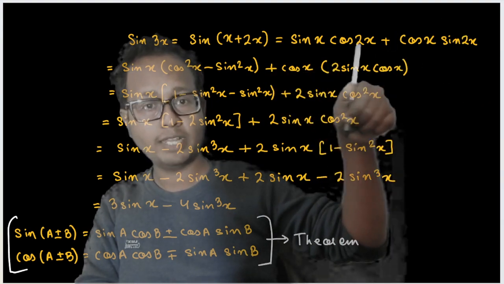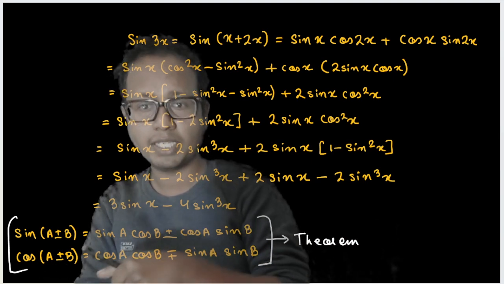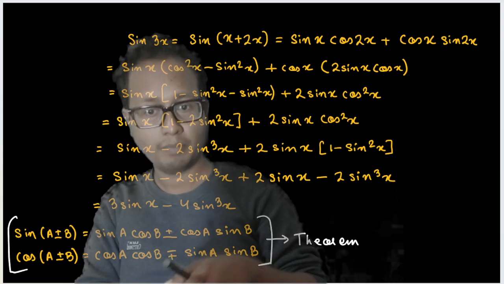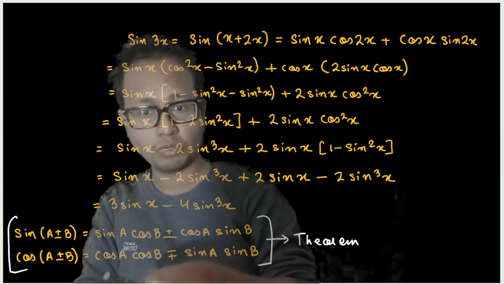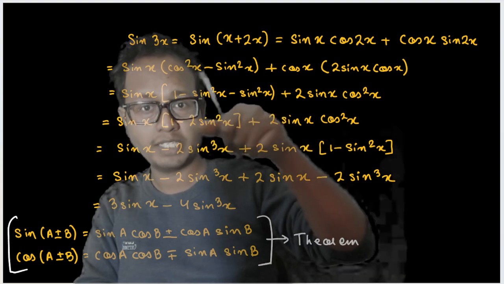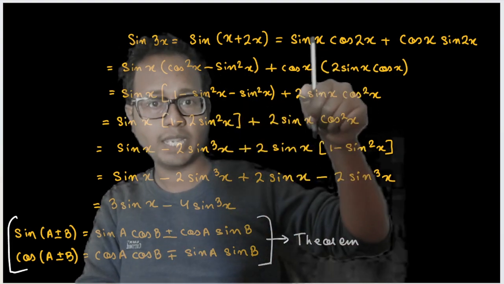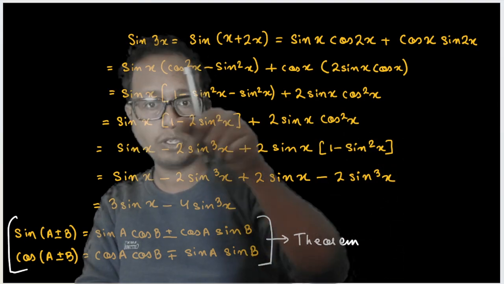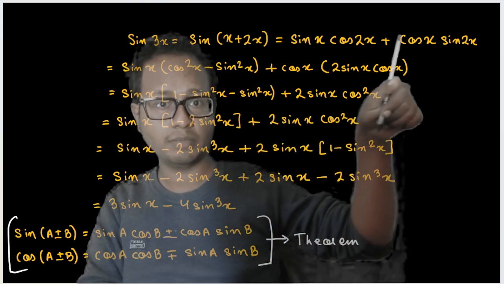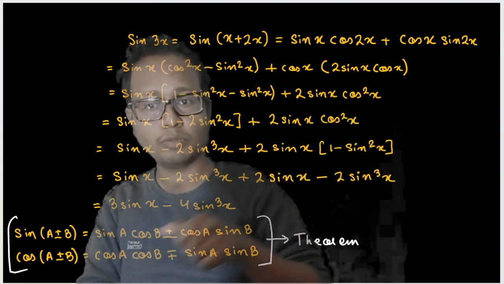How do I derive cos 2x? I use the same formula here. cos 2x can be written as cos(x + x), so cos x cos x minus sin x sin x. So cos square x minus sin square x. So cos 2x can be written as cos square x minus sin square x, and this is derived by using this formula. So sin x cos 2x, this entire thing, plus cos x into sin 2x. See, sin 2x can also be written by this formula.